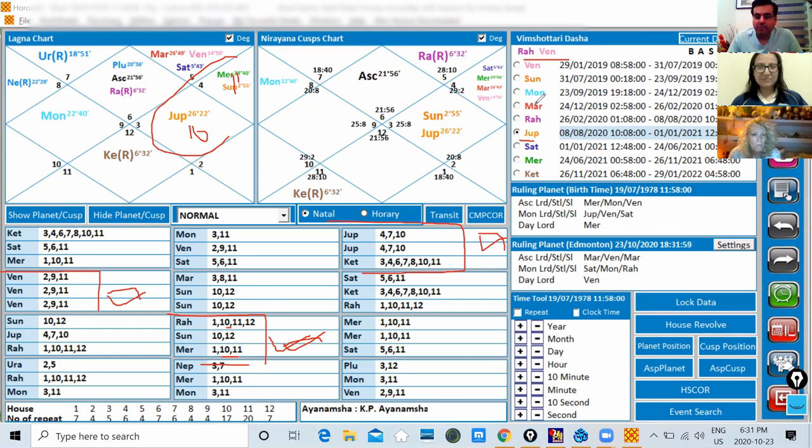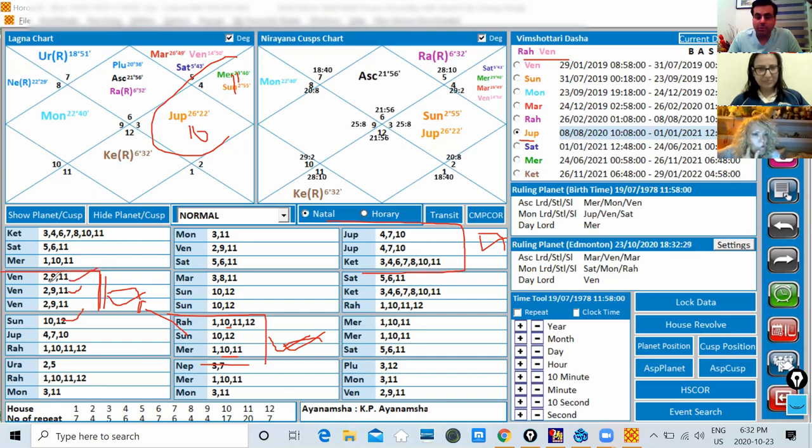Now, what is Venus showing? 2, 9, and 11. What is the house of money? 2 and 11 is fulfillment. Exactly. So when this and this will join, money will come pouring down from the heavens. Yes. Right, Diana? And gains. This is pour of money, pouring money.